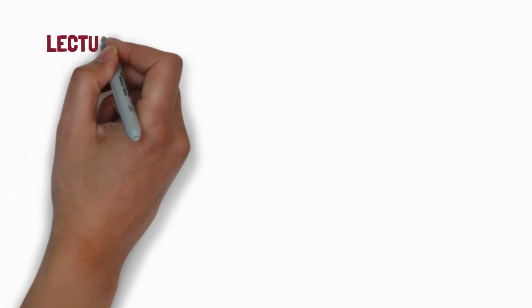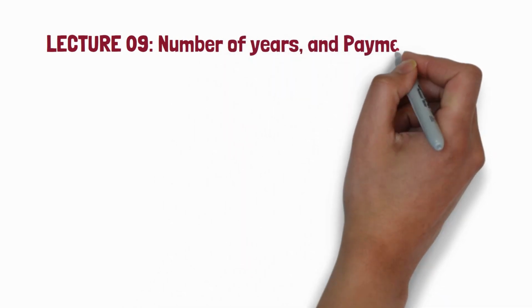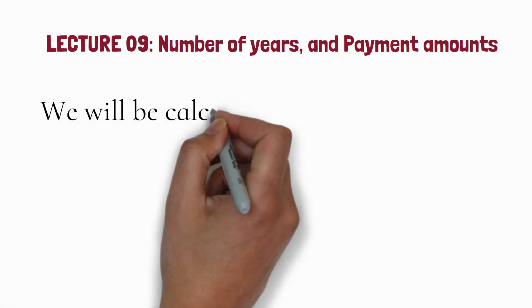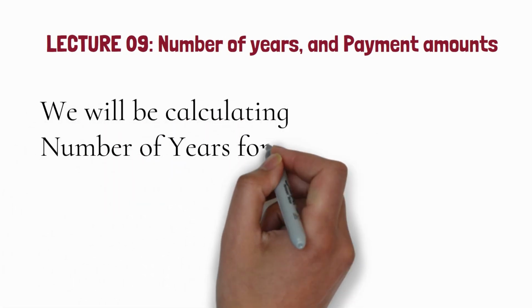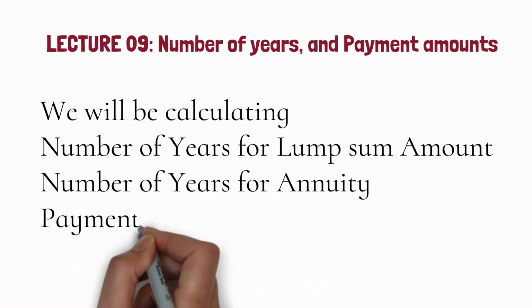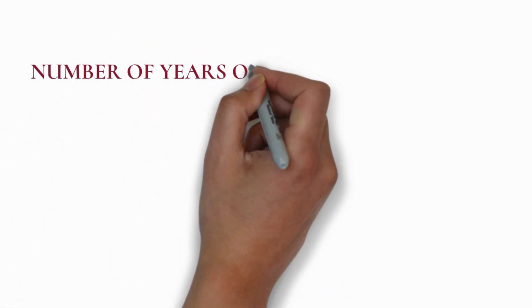In this video, we will talk about calculating number of years and payments in case of lump sum amount and annuity. We will be calculating number of years for lump sum amount, number of years for annuity, and payments in case of annuity. Firstly, we will calculate the things manually, and later on we will use Microsoft Excel function to calculate the future values. Number of years of lump sum amount.